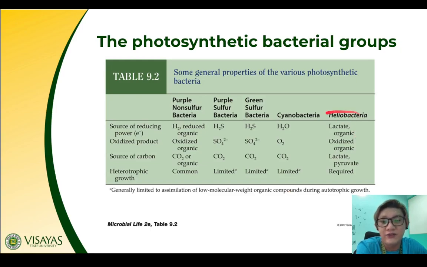Heliobacteria, on the other hand, are very different because they use lactate and organic compounds as a source of their electrons. The oxidized product is oxidized organic compounds. The source of carbon is lactate and pyruvate, and it is required for them to have heterotrophic growth.